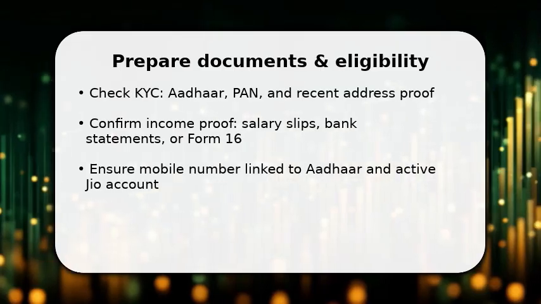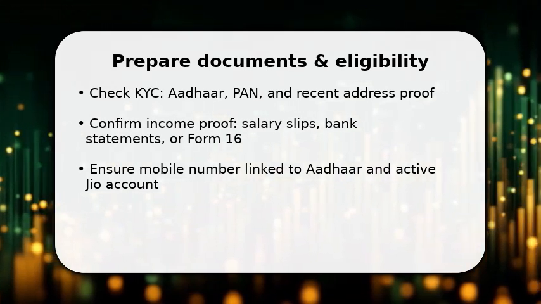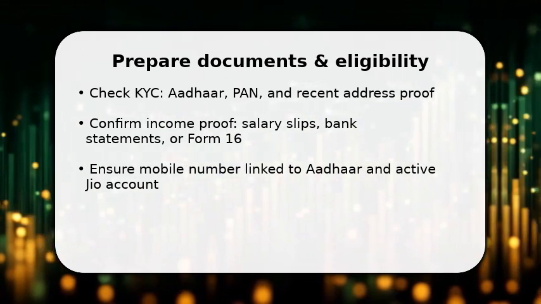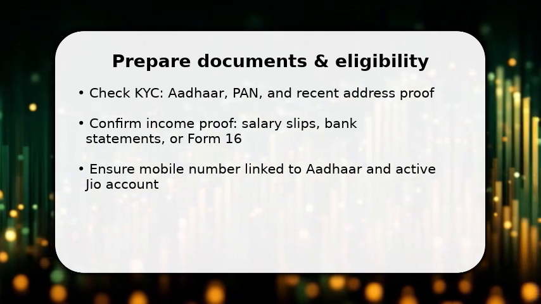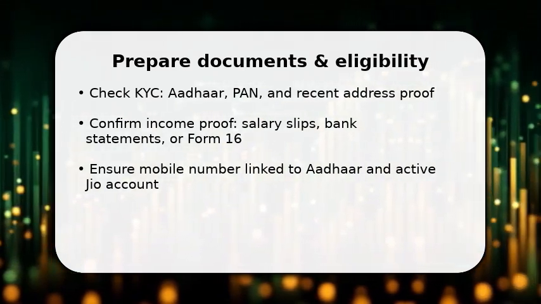You start by confirming eligibility and collecting documents. Gather Aadhaar, PAN, 3 months of bank statements or last 2 salary slips, and a current address proof. Once done, make sure the mobile number is active and linked to Aadhaar because Geo verifies identity via your SIM and KYC. This speeds approval.